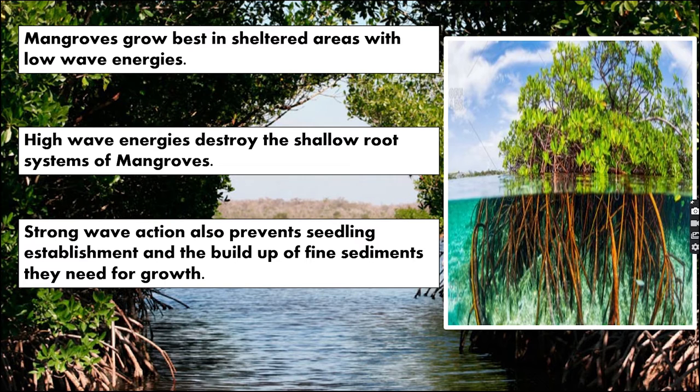High wave energies destroy the shallow root system of the mangroves. If there are high waves, the roots of the mangroves will get destroyed. Strong wave action also prevents seedling establishment and the buildup of fine sediments they need for growth. So, if there are high tides or high waves, the growth of seed into a plant won't take place. So, basically, what we can make out from all these points is that humid climate is required for the growth of the mangroves. We can find mangroves in humid climate.